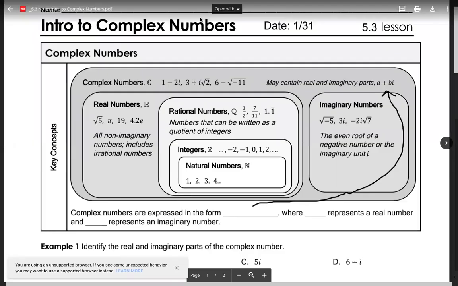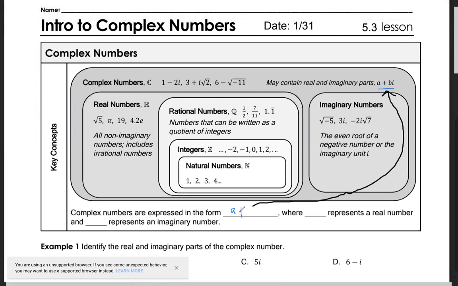This is lesson 5.3, an introduction to complex numbers. Basically, what a complex number is is pretty simple to understand. If you look right here, it tells us that it may contain the parts a plus bi. Okay, so that'll go right here. What that means is the a part is the real number, and then the bi will be our imaginary number. And it's pretty simple to understand whether it's real or not.